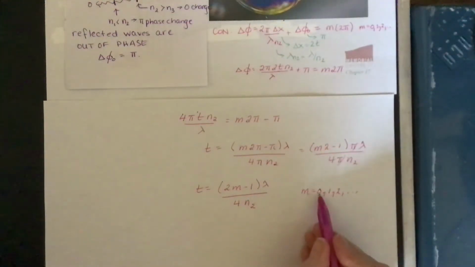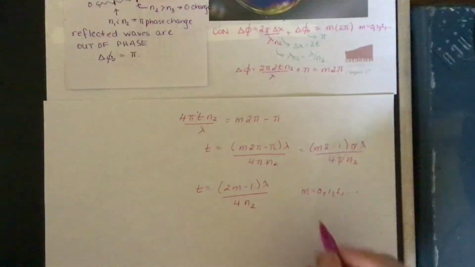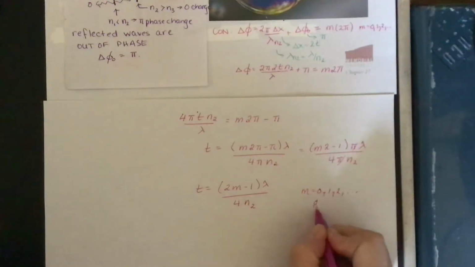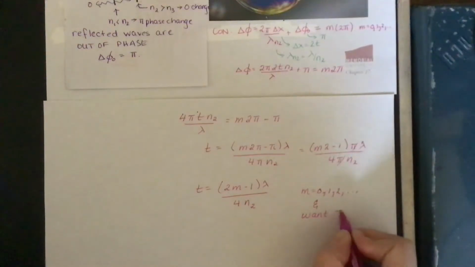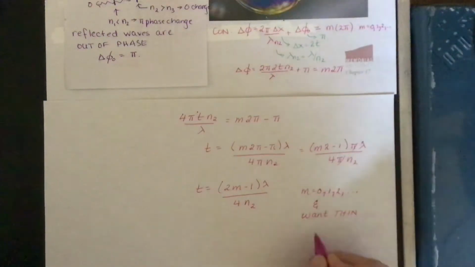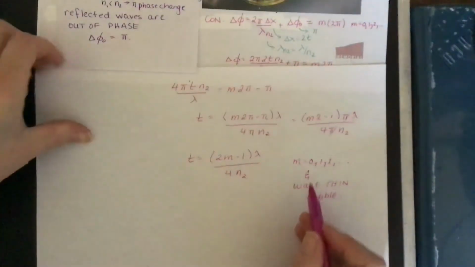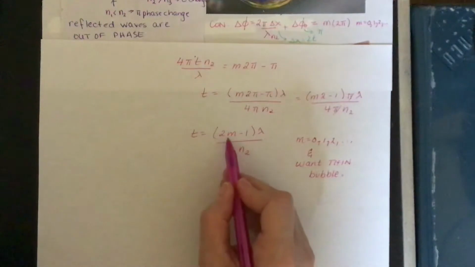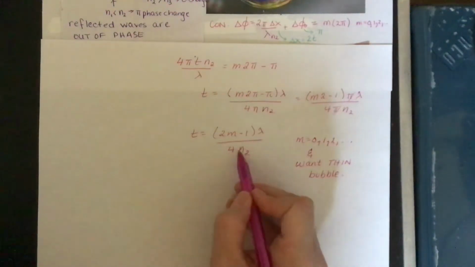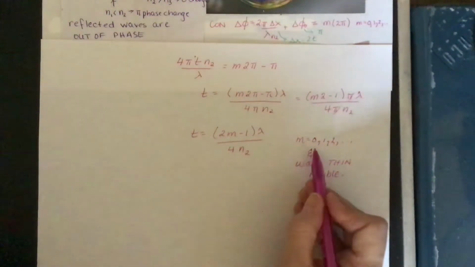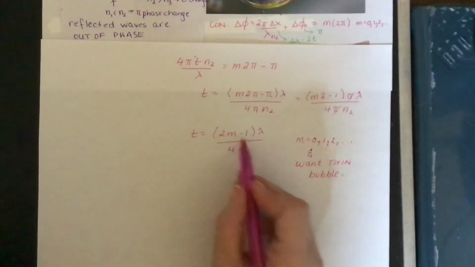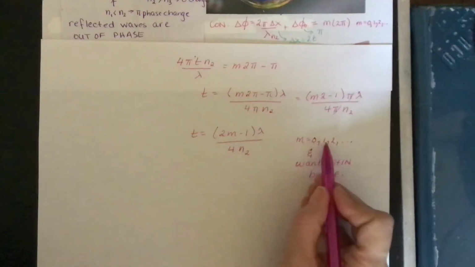So we'll ask which m is the correct m if we want to have a thin bubble. So those are the m's we're allowed to have. And we're going to assume we want a thin bubble. So now let's see, what does that mean? So if we put in our first value of m, if we put in 0, we'll get minus 1 times lambda over 4 N2. Well, that doesn't make sense. Our thickness is not going to be negative. So let's not put in 0. Let's try 1.